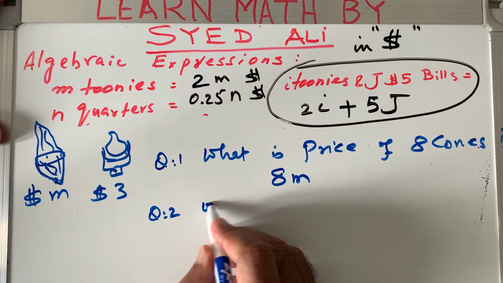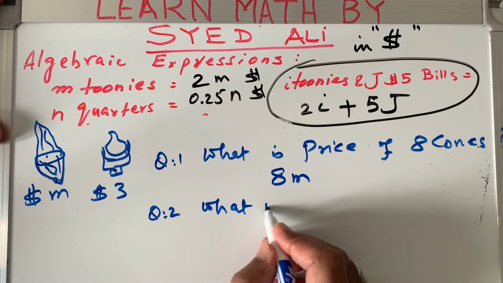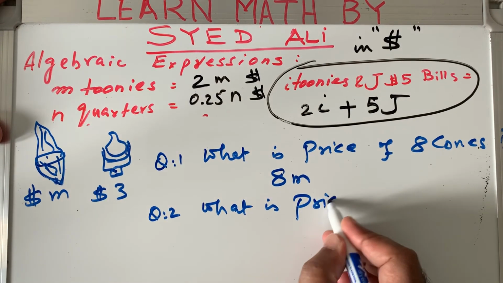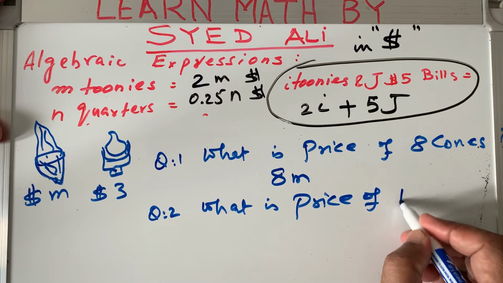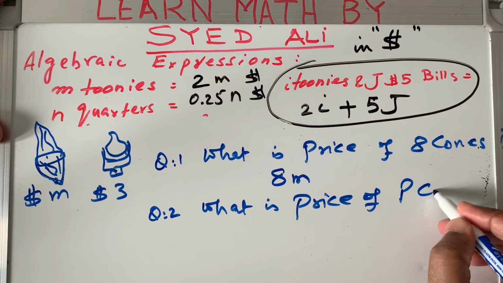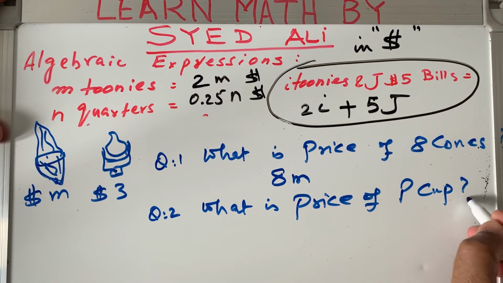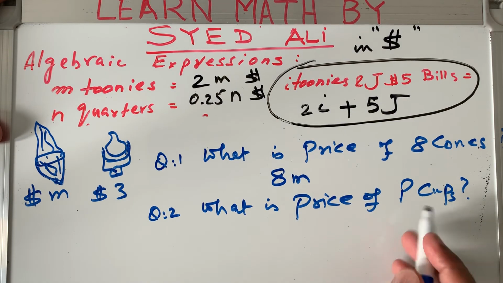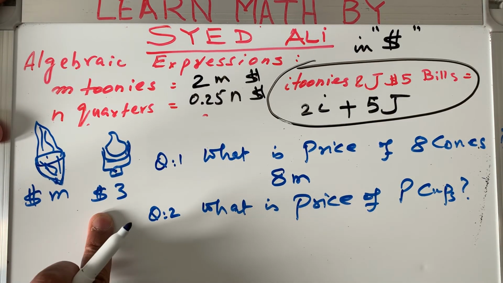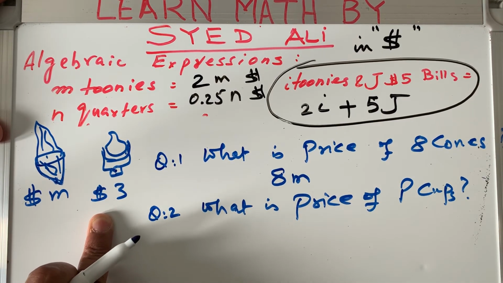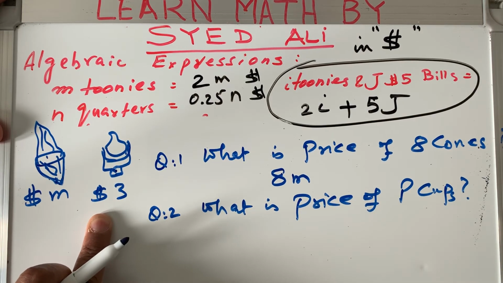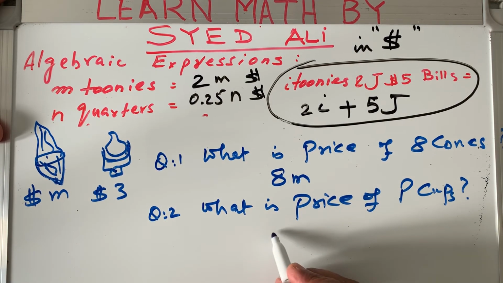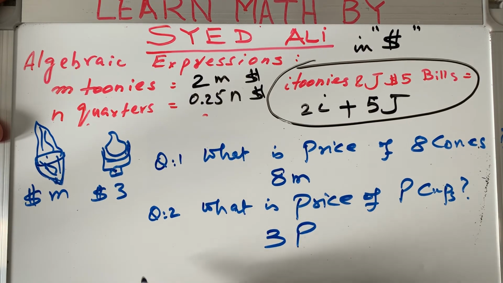Now question number 2. What is the price of P cups? P is a variable, but we know that the variable will be multiplied with the cost. In this question, we know the price of the cup, right? So the price of the cup is $3. So our answer is 3P.